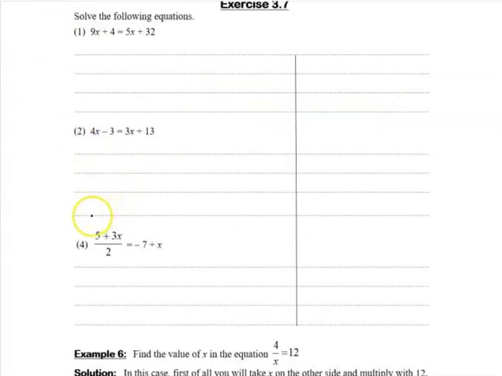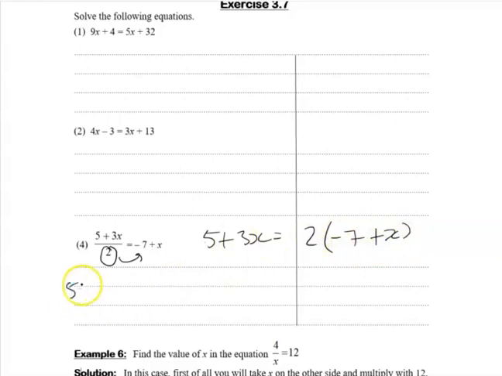Now in exercise 3.7, we're going to be applying the same concept as before. So we want to bring all the x's together. If we have a fraction, like in question 4, we can't do anything to the numerator until the denominator is gone. So we're going to get rid of the denominator by taking it to the other side. Now divide by 2 becomes times 2. So we're going to have 5 plus 3x equals 2 times the whole of whatever's on the right hand side, minus 7 plus x. So we expand the bracket, and we get 5 plus 3x equals minus 14 plus 2x.